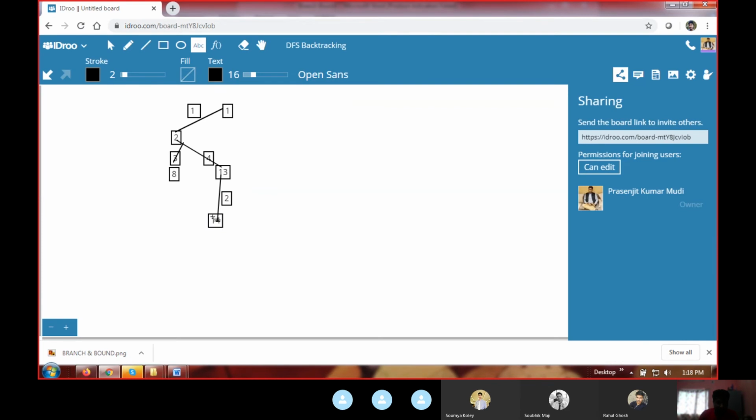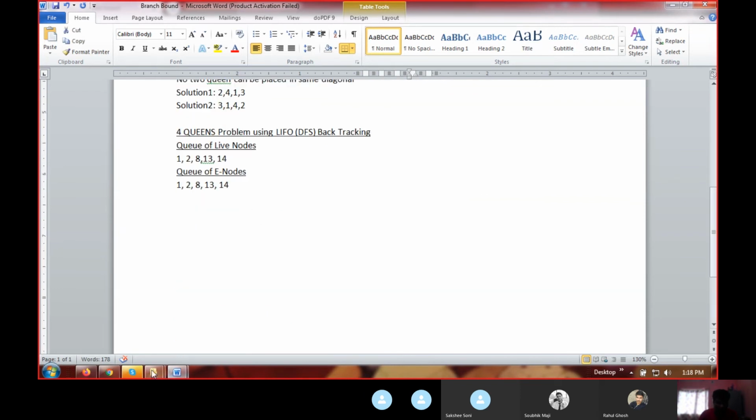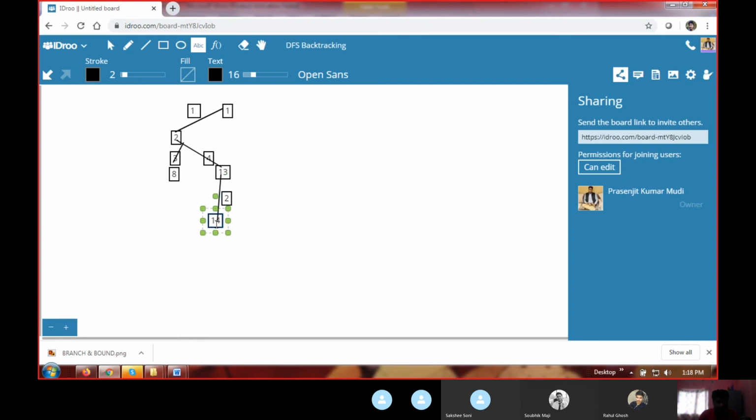Now 1 4 2 is already used. The available position is 3, but 3 is diagonal to 2, so 3 can't be possible. As 3 can't be possible, this node can't have any child. If we draw that child, let's say this is 15, this is not possible.